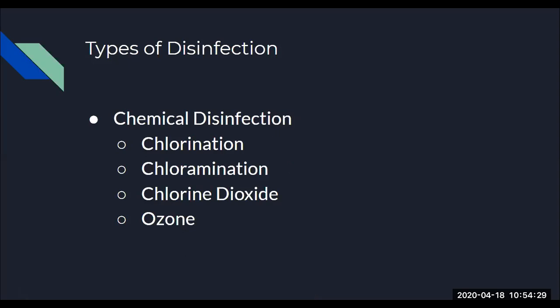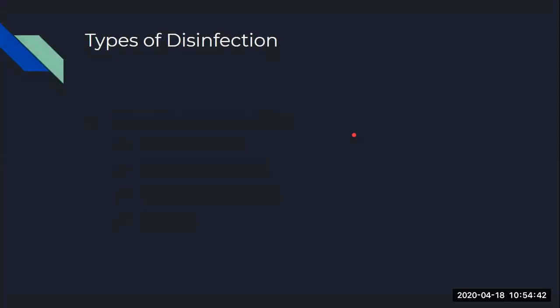Chlorine is one of the first options here, chlorination. It's one of the more popular chemical means that's used for disinfection. So let's look at the other category, types of disinfection. The next one is non-chemical disinfection. And we have 2 things under there.